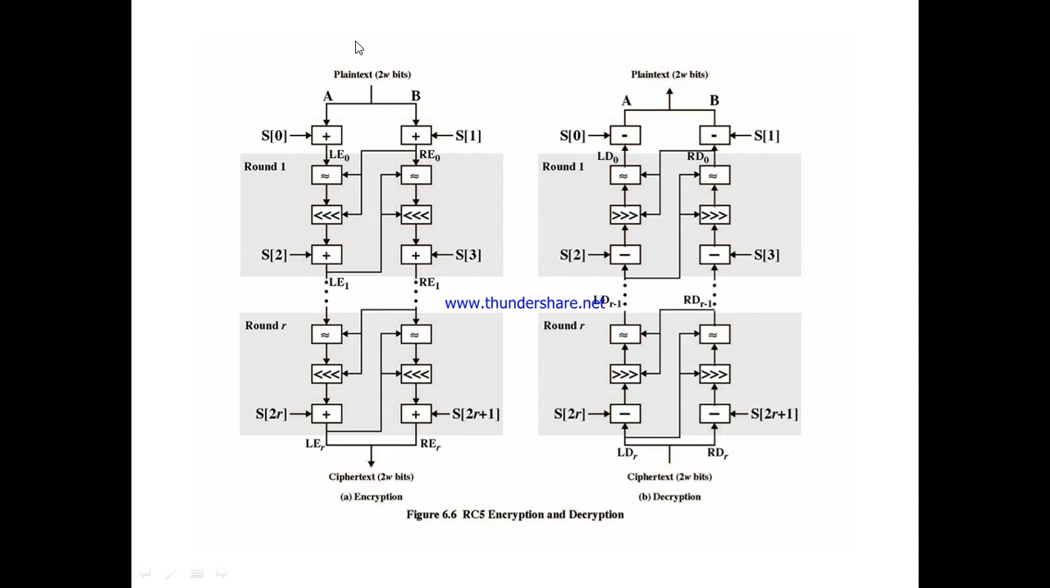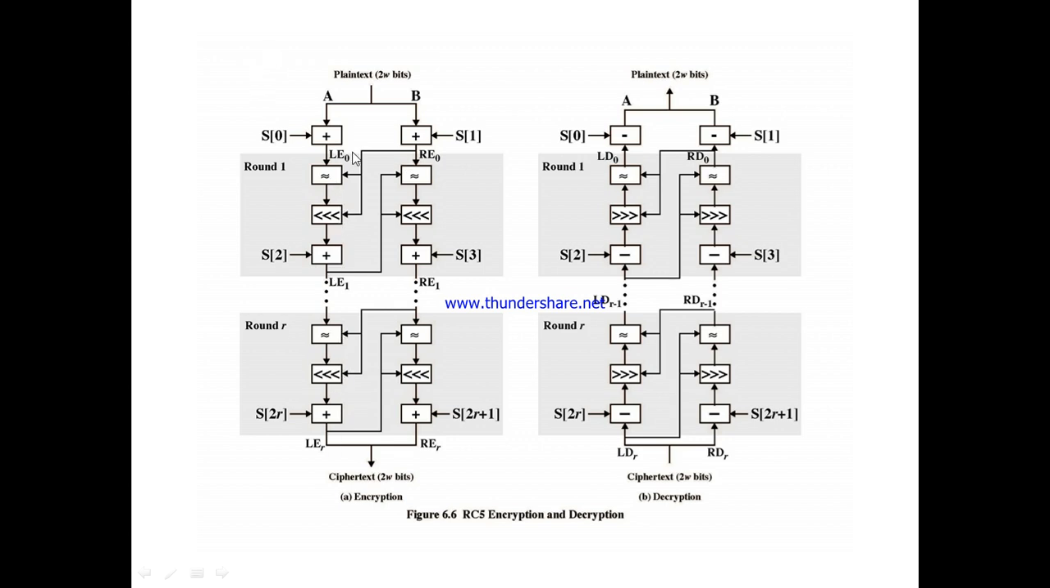And the block diagram. You can see here the block diagram. The plain text is divided into two halves. You perform addition, XOR and shift operations. In each round we have XOR, shift and addition.